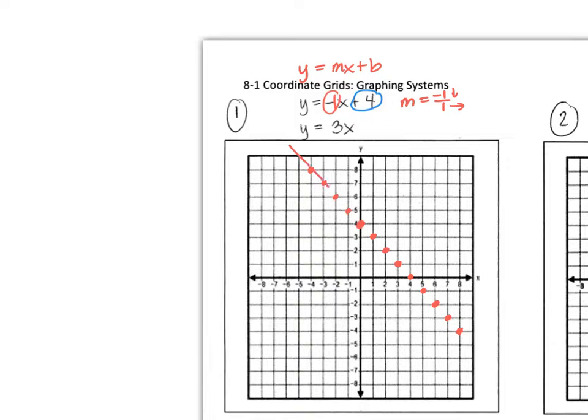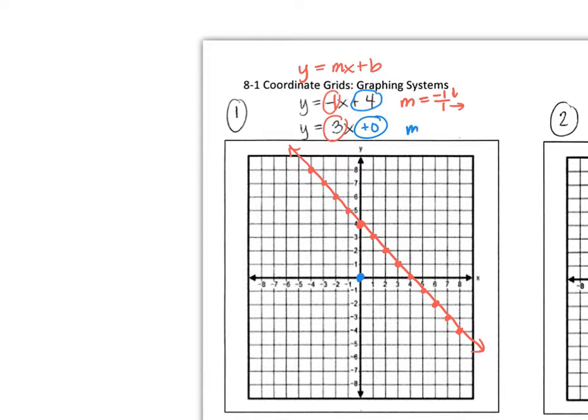The next equation, y equals 3x. I can see that my slope is 3, but look to the right of the 3x. We don't have anything there. So that's the same as adding 0. Adding 0 doesn't do anything. That means our y-intercept is 0. So I'm going to start at 0, right? That makes this thing proportional.